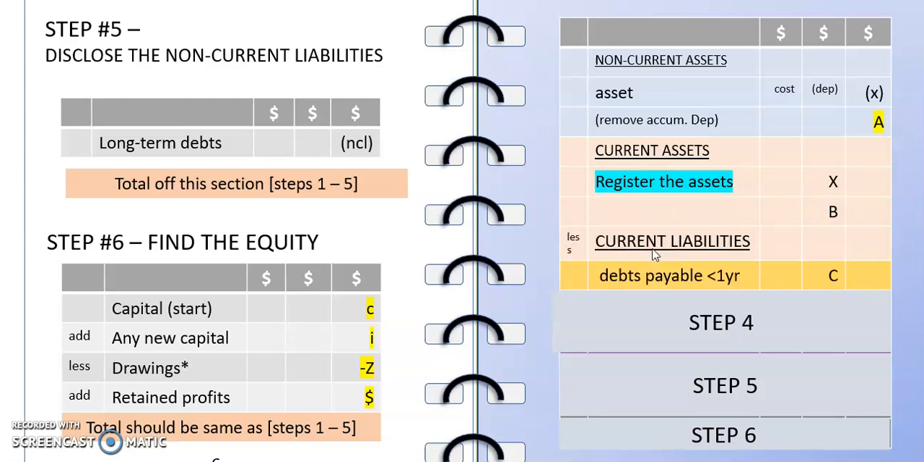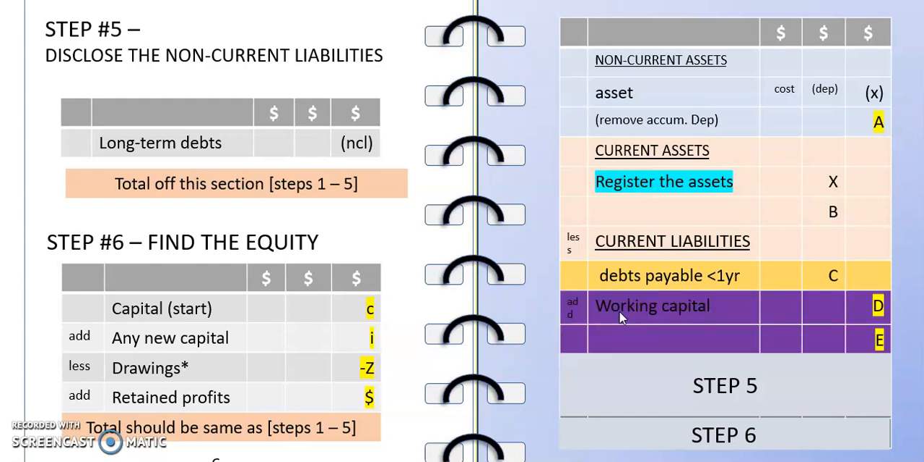Step number 3, take out your current liabilities. So remember, current liabilities are those debts that are payable in less than 1 year, right? So you're going to subtract those from the current assets to get step number 4, which is your working capital. All right, and you're going to add that working capital to the non-current assets to get the total assets before the removal of your long-term debt.